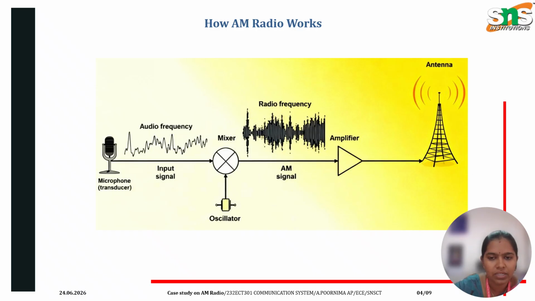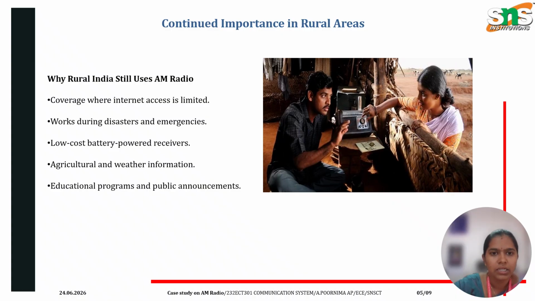At the receiver side, in the radio, you can tune to a particular frequency and receive the particular channel signal. You can hear the music and some news. And continued importance in rural areas.